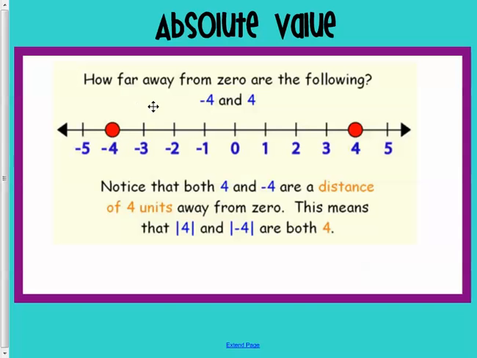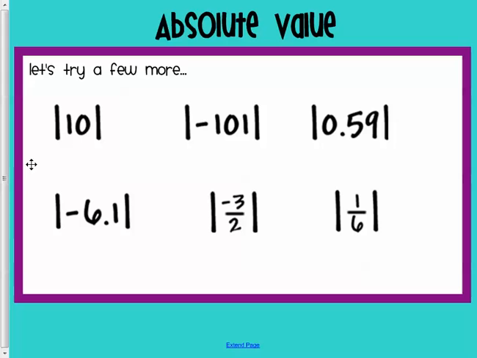Okay, so how far away from 0 are -4 and 4? Notice that both of them are the exact same distance from 0, which means that -4 and 4 in the absolute value signs both come out positive 4. All right, you try these ones and I'll be back in just a second to show you what I did. So make sure you grab your red pen.